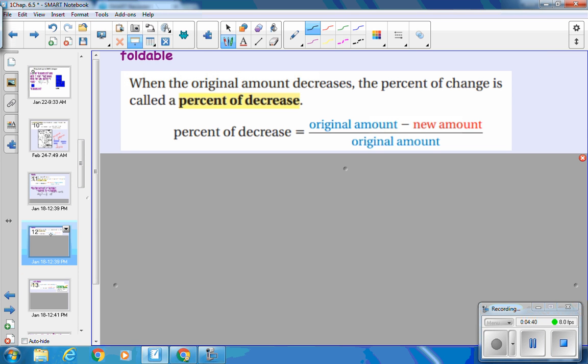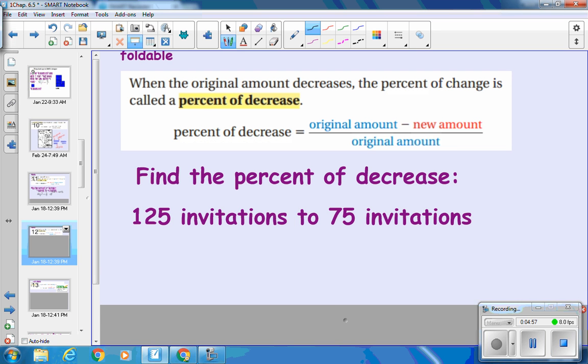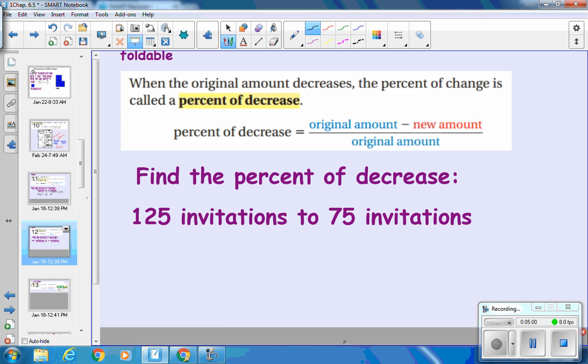Okay, if you look on the right side, we're going to look at a percent of decrease. So the only difference in the formula is now you're going to take your original amount, because that's the higher amount, just to get a positive difference. So if we're seeing the change from 125 invitations down to 75 invitations, we're going to do that subtraction, 125 minus 75, and we're going to divide by the original amount, 125, and you're going to get a decimal, and from that decimal, we're going to turn it into a percent.